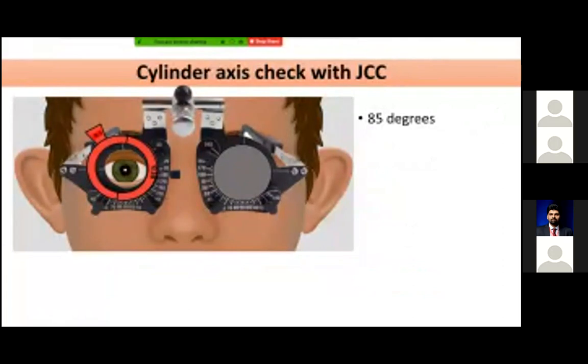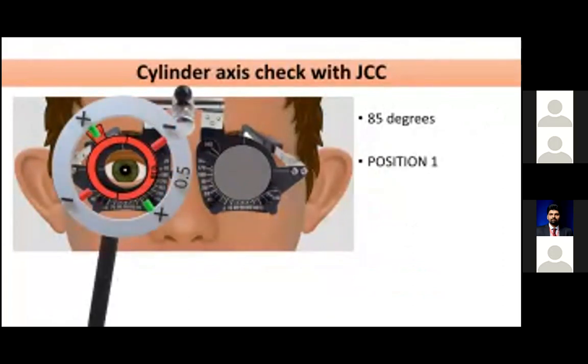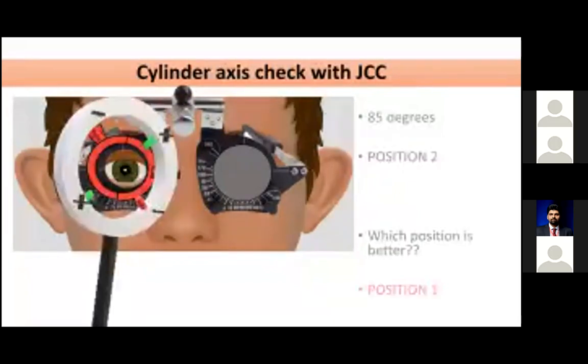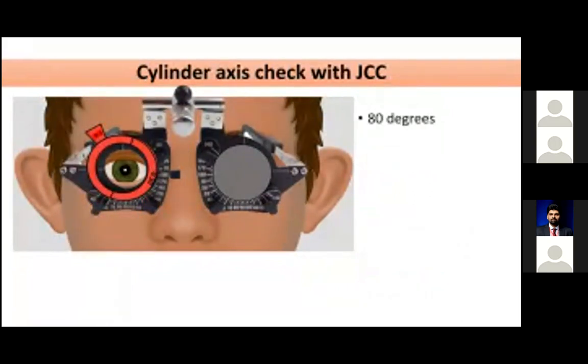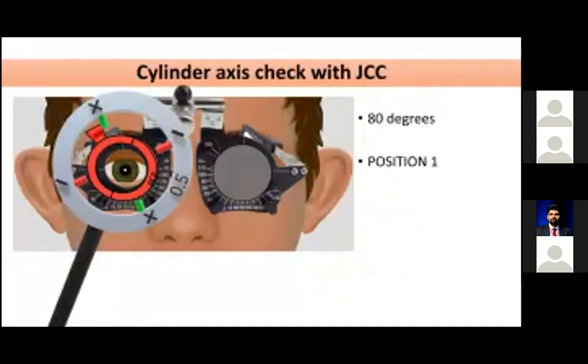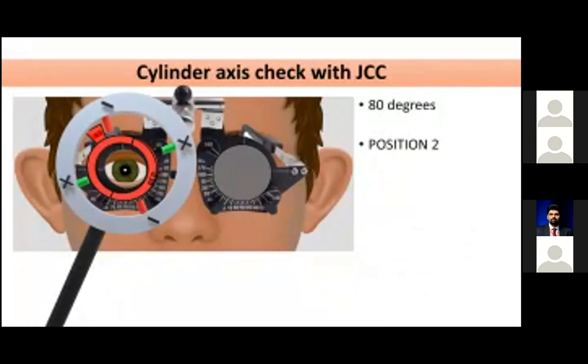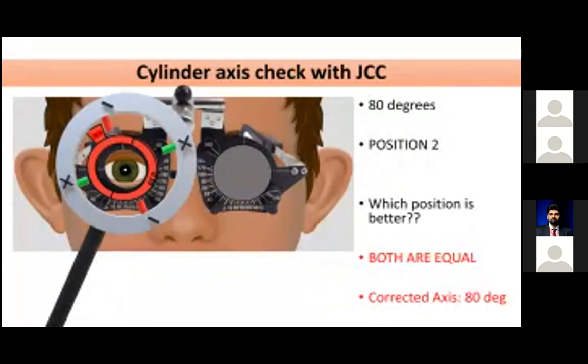Now we redo the Jackson's cross cylinder, position 1 and position 2, and we ask the patient which is better. Again, the patient is saying position 1 is better. That means we have to further refine it. We move the cylinder to 80 degrees now, and we redo the JCC, position 1 and position 2. And now we ask the patient which one is better, 1 or 2. And the patient says now both are equal. That means the corrected axis, instead of 90 degrees, is actually 80 degrees. And this is how we go about refining the axis of the JCC.